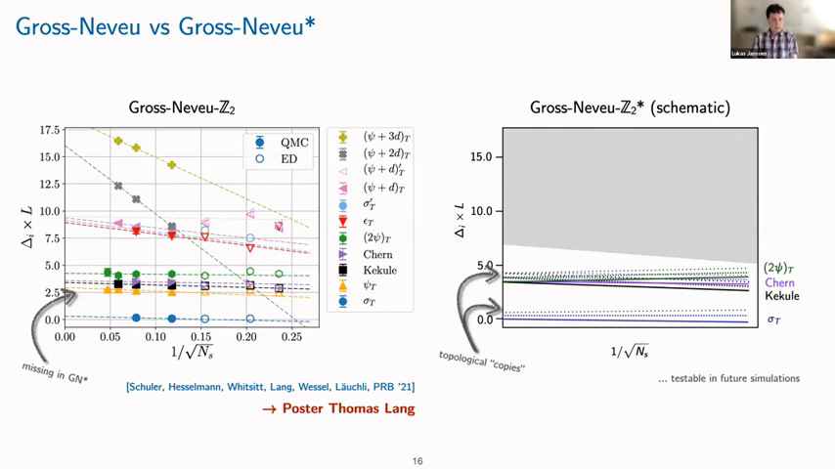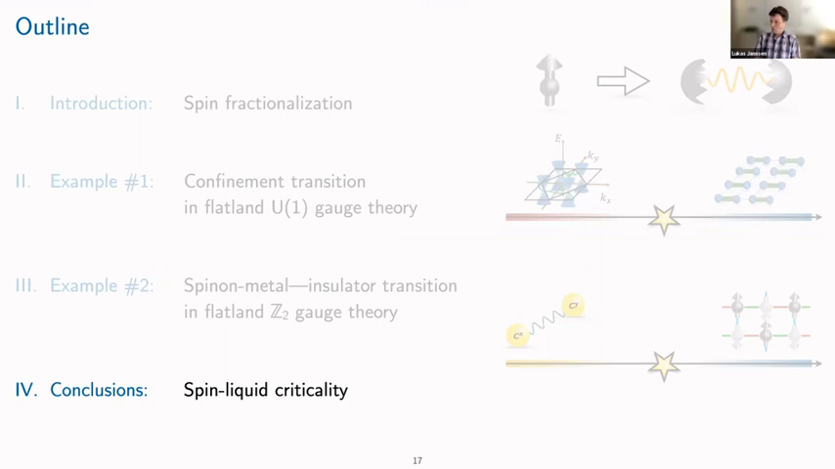We expect that these predictions should be directly testable in future numerics, be it exact diagonalization calculations of the spin orbital model directly, or quantum Monte Carlo simulations of the different topological sectors of the fermionic model. So let me now conclude.